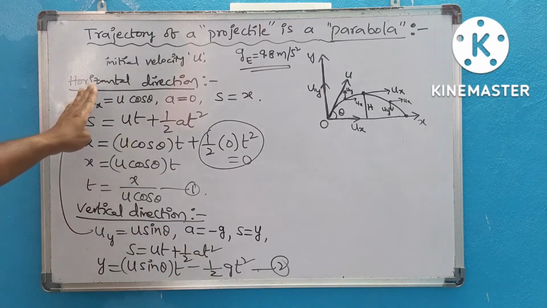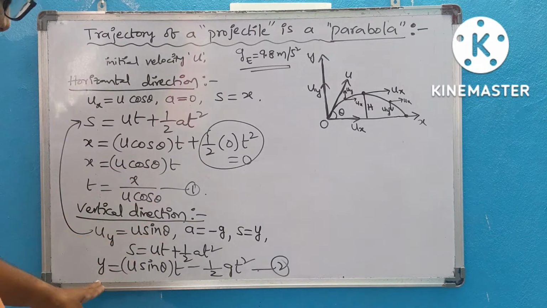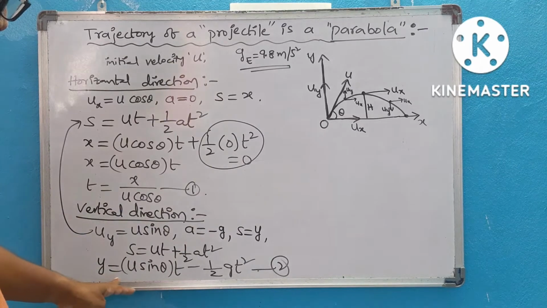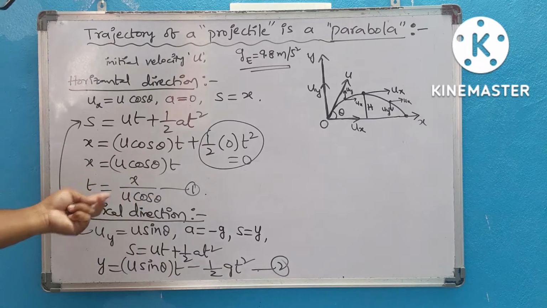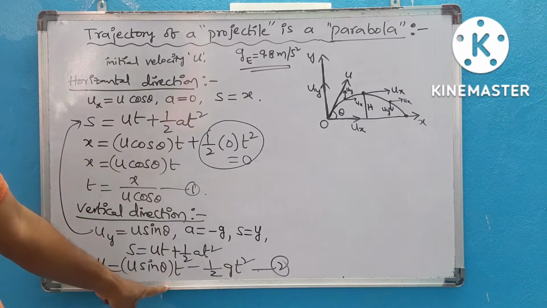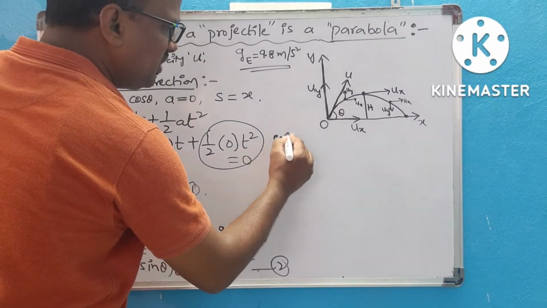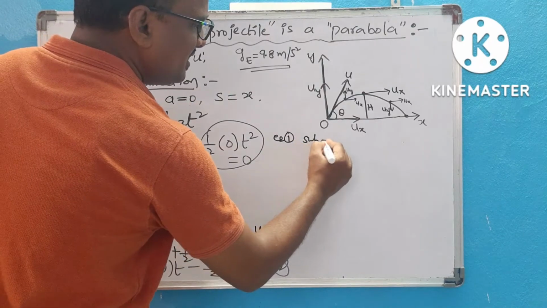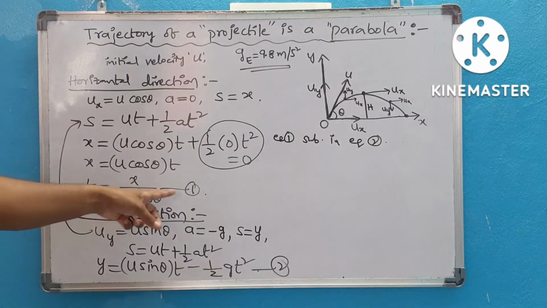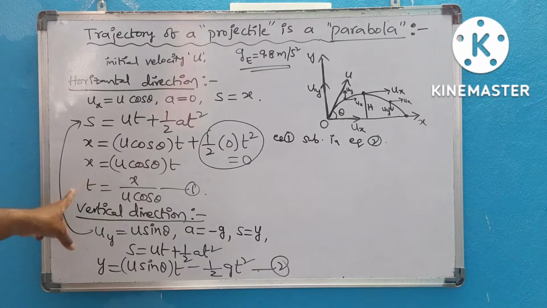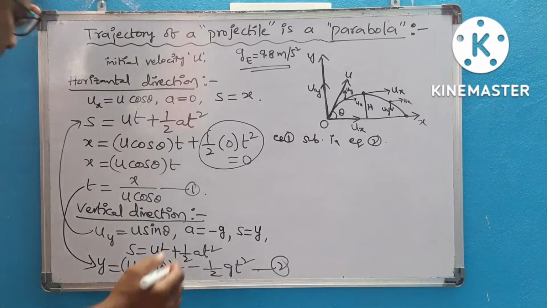So now the horizontal equation is t equal to x by u cos theta. For the vertical direction, which equation do we get? y equal to u sin theta t minus half g t square. Now the t value from equation 1 can be substituted in equation 2. So then what do we get?